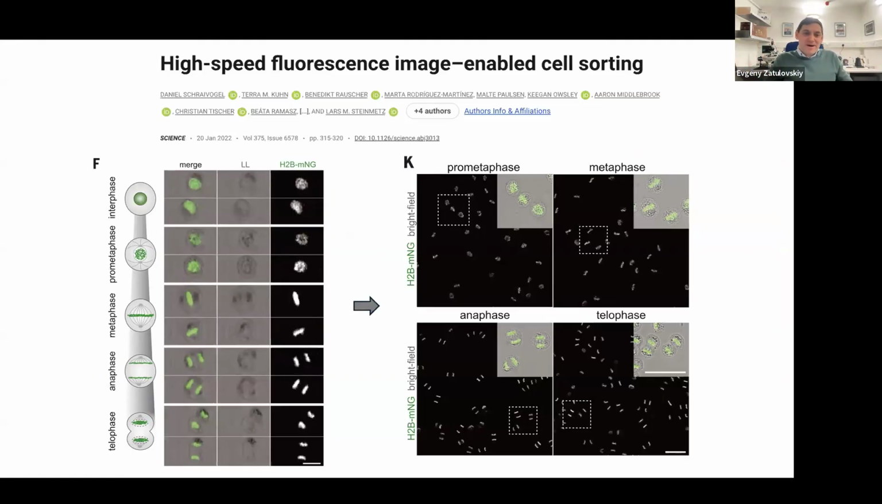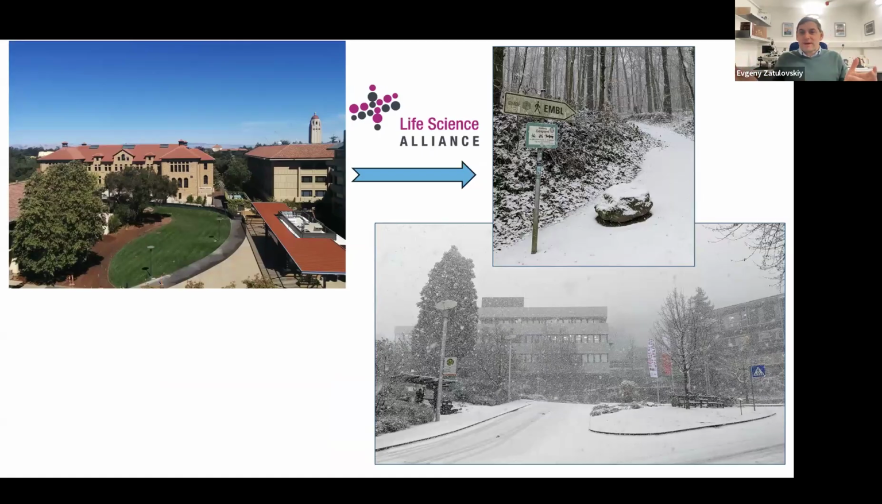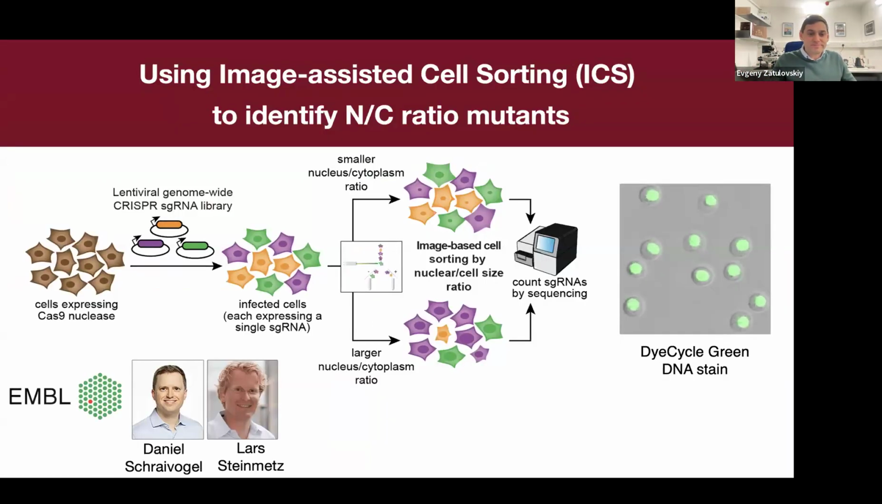And in the paper that they published, they for example were able to isolate cells in the different phases of mitosis based on the geometry of the DNA staining, and that's quite impressive. So I packed my pipettes and flew straight to EMBL to work on this project. And this collaboration was funded by the Life Science Alliance, which very kindly supports collaborations between Stanford and EMBL.